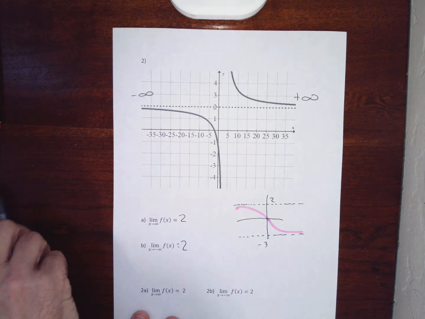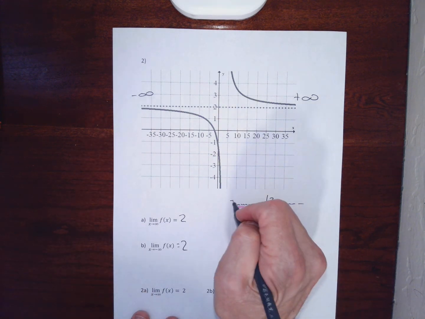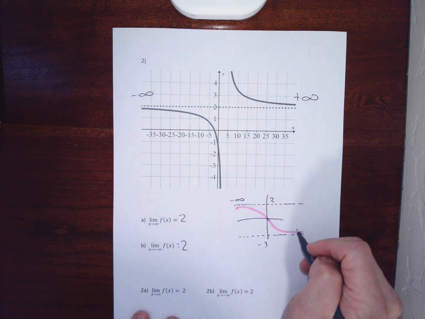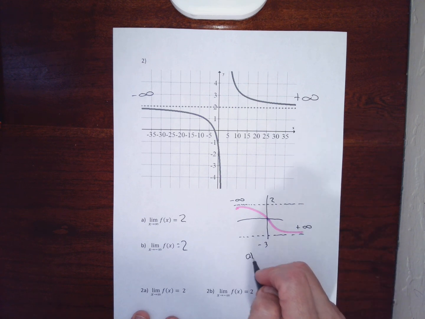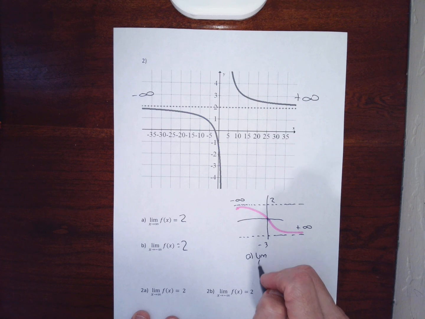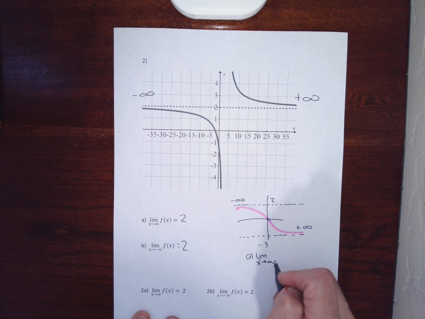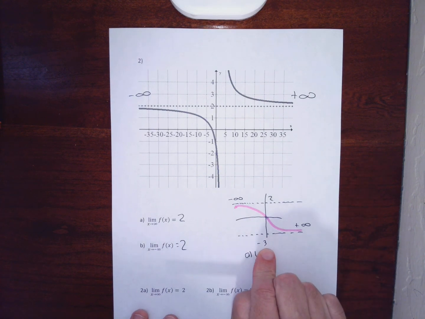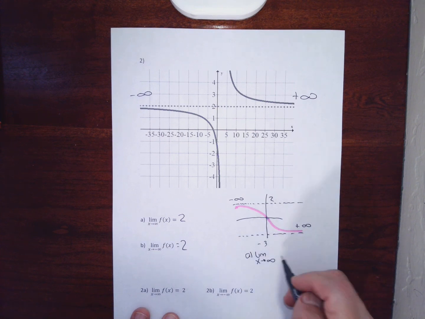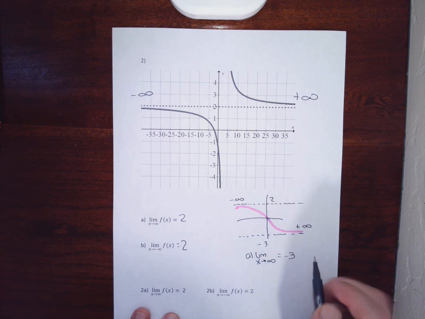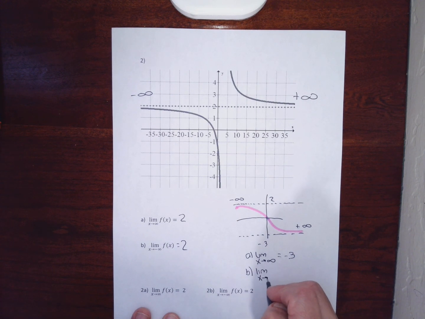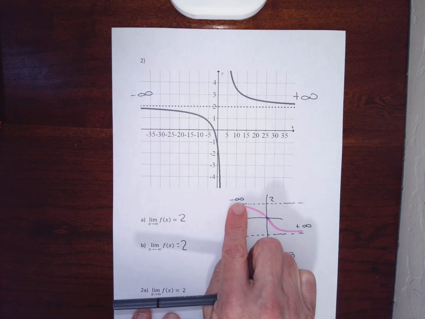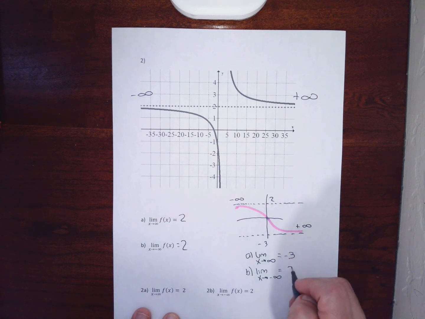If this was the graph, this is going to be for the minus infinity limit, this is going to be for the plus infinity limit. If this was the graph, part A, the limit as x goes to positive infinity is the y coordinate of this dashed line, which is -3. And for part B, the limit as x approaches negative infinity is the y coordinate of that dashed line, which is 2.